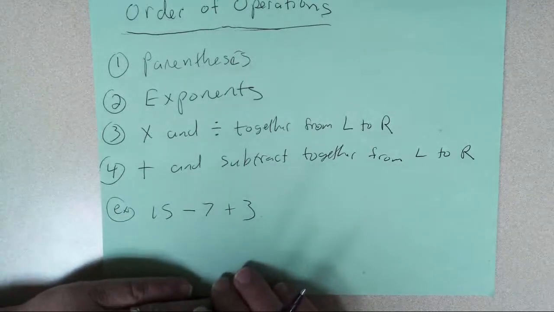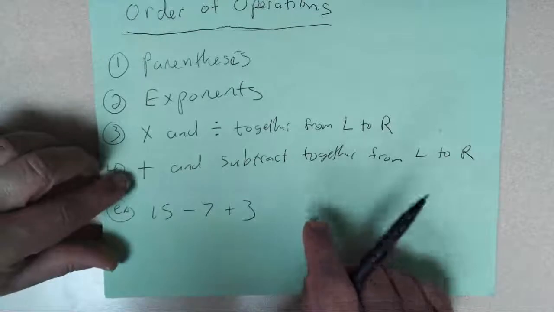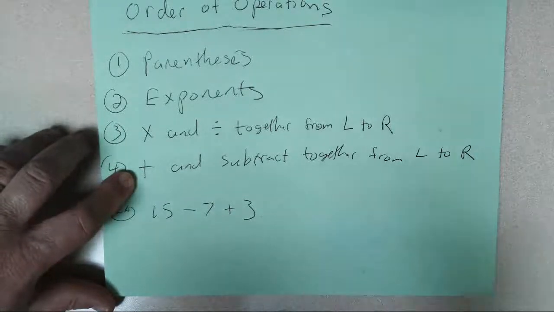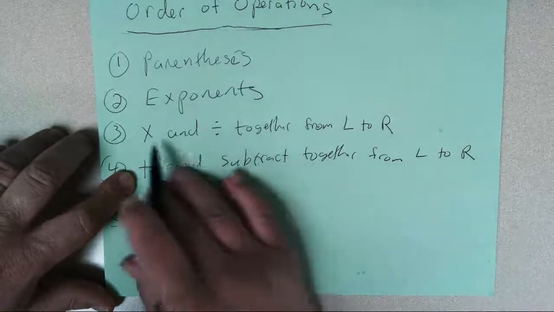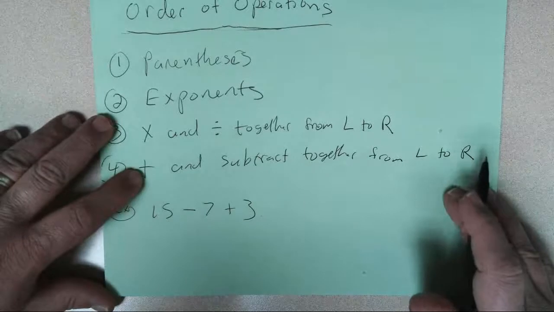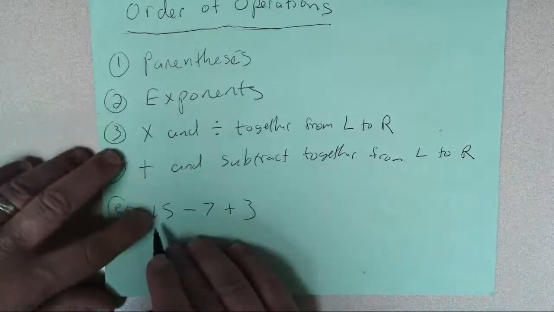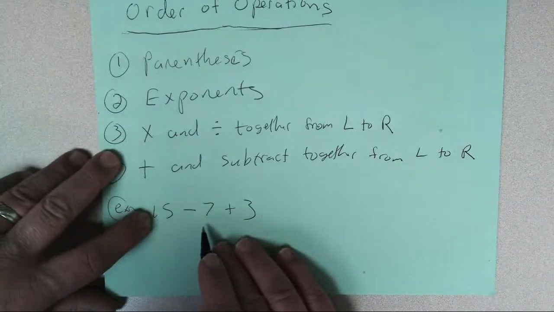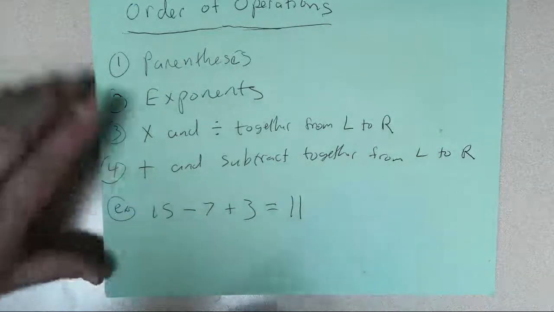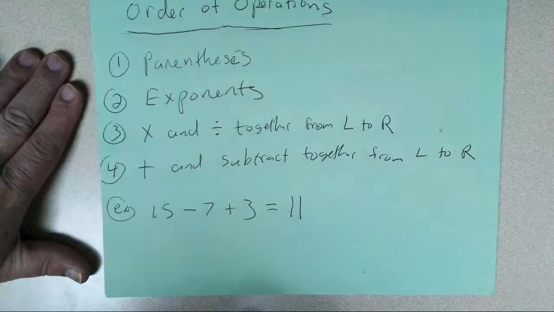Okay? So what you need to do is add and subtract together from left to right. So I start with 15, subtract 7, get 8, add 3 and get 11. And so that would be the right number there.